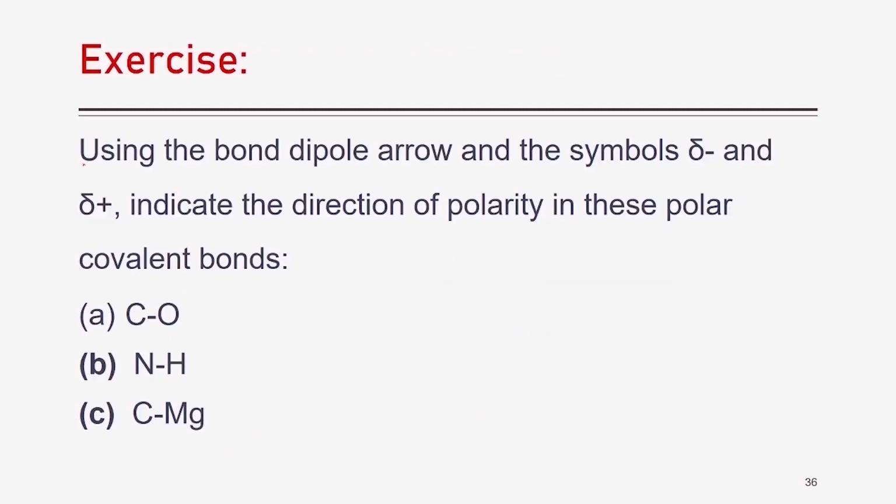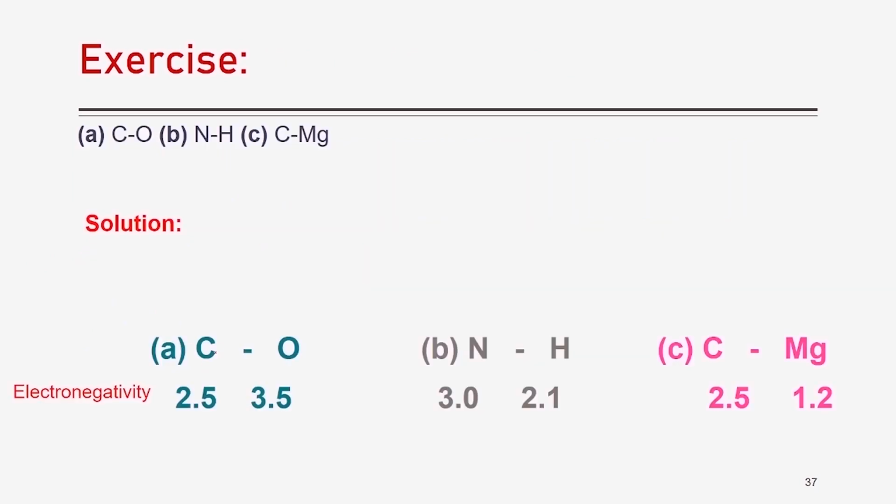Using the bond dipole arrow and the symbols delta plus and delta minus, indicate the direction of polarity in these covalent bonds: carbon-oxygen, nitrogen-hydrogen, and carbon-magnesium. In A, you can see that carbon has an electronegativity equal to 2.5 and oxygen equal to 3.5, which makes oxygen higher in electronegativity than carbon. So the electrons will be pulled toward the oxygen atom, making the bond slightly polar towards oxygen, with the dipole arrow head pointing to oxygen.